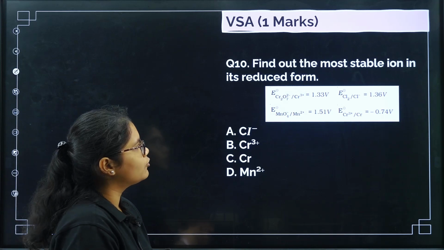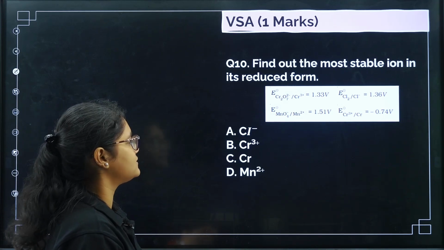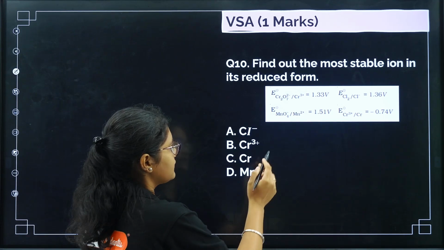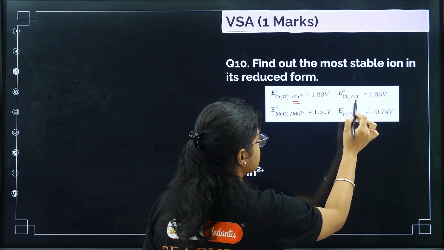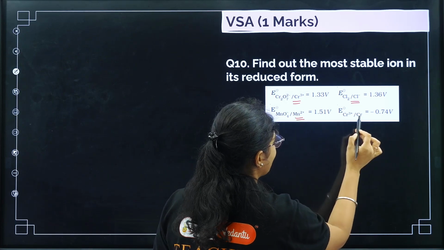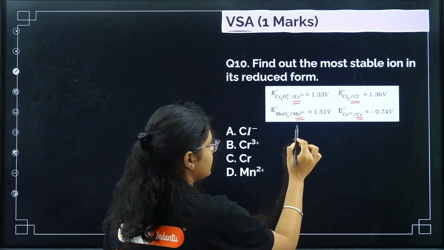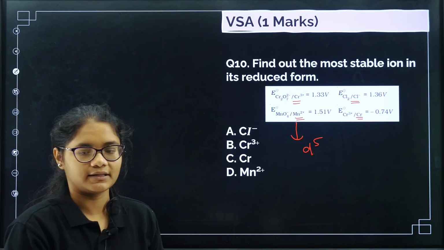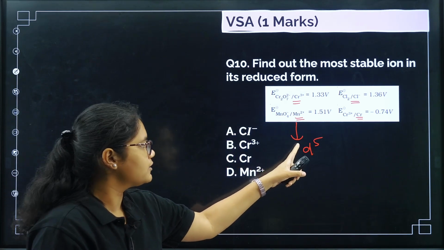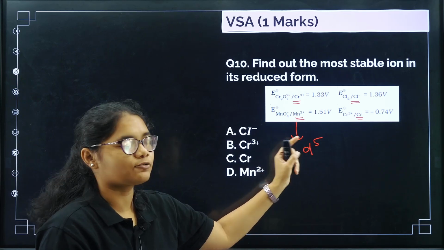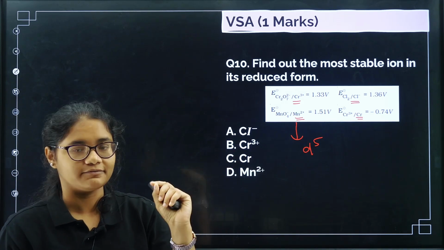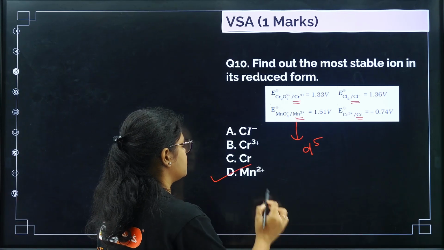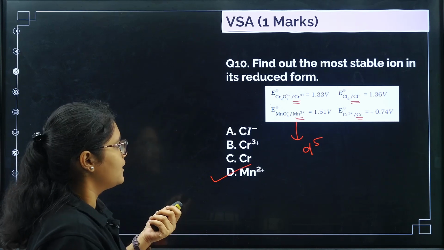Next, find out the most stable ion in its reduced form. The reduced forms are Cr3+, Cl minus, Mn2+ and Cr. Mn2+ has a d5 configuration, we have already studied in the d and f block chapter. Because of this d5 configuration, it is half filled and very stable. So that is why option number D.